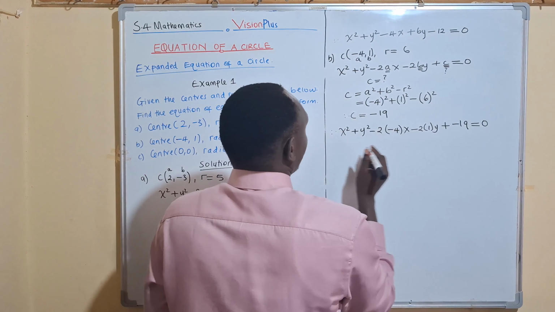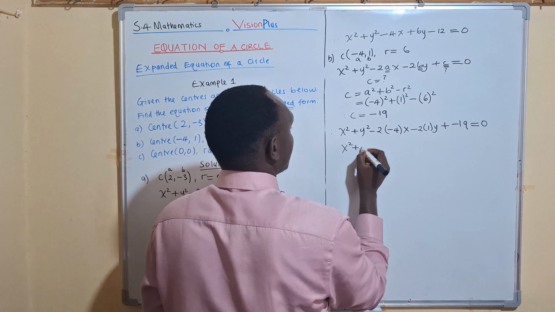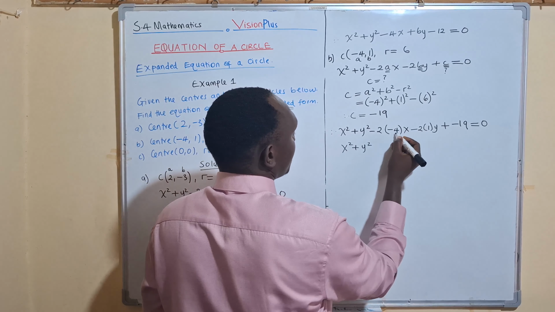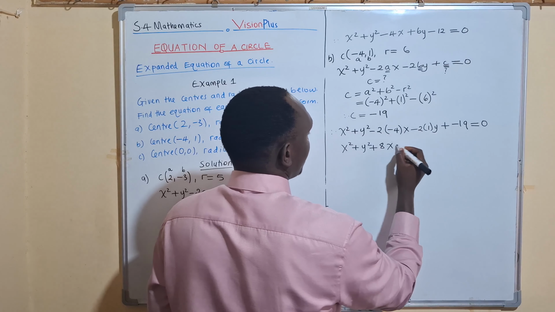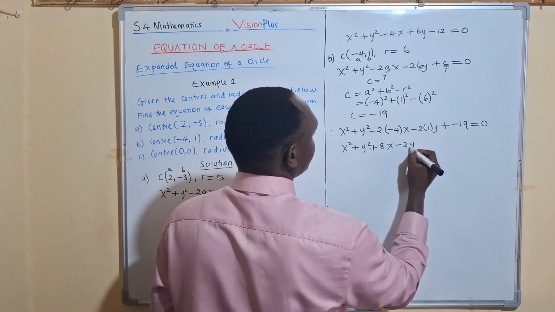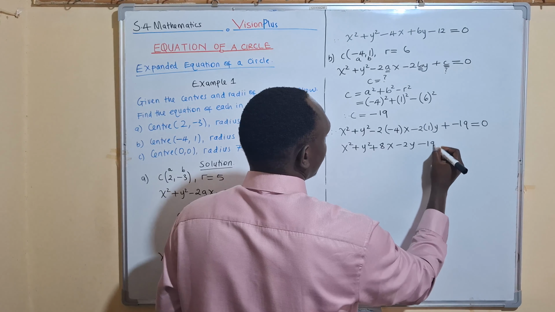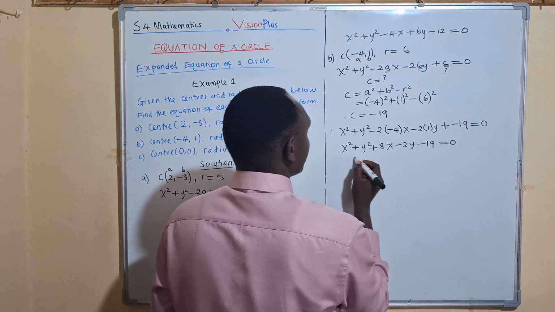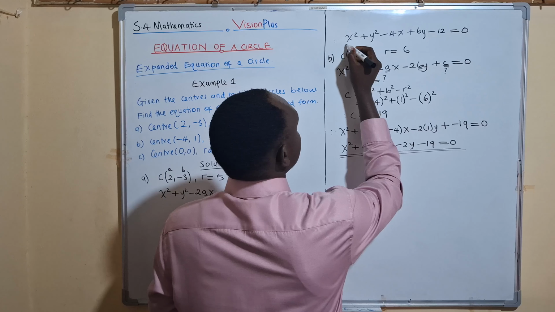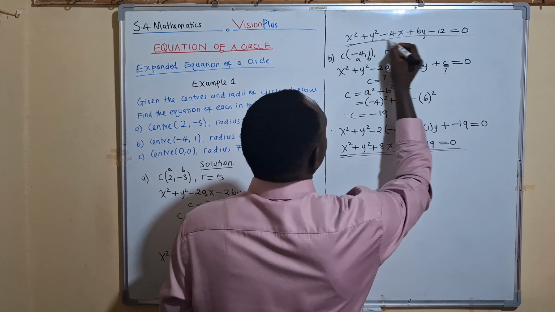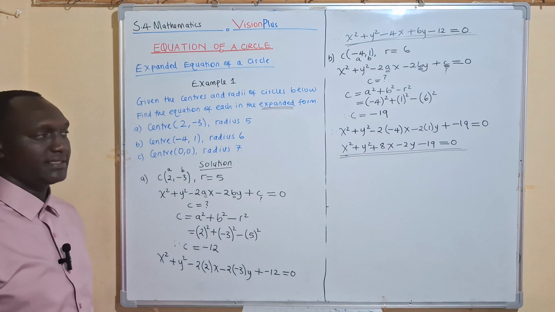And then from here we simplify further. This now gives us x squared plus y squared. -2 times -4, positive 8x. -2 times 1, -2y. These signs, positive times negative, gives us -19 equals to 0. So this is the answer. In the second case, this was the answer, and this was the answer in the first case. And then from there, we go to part C.